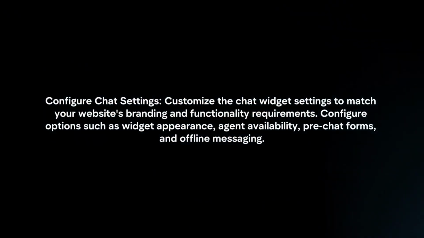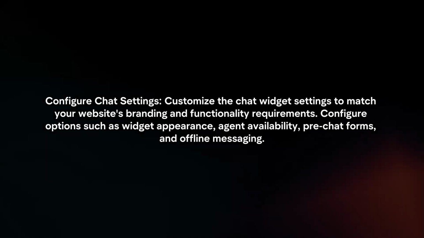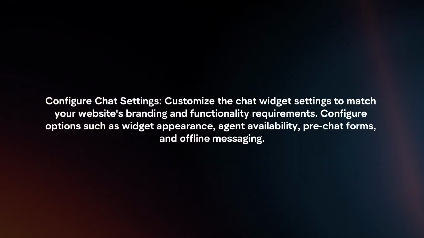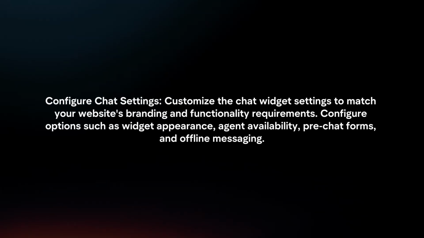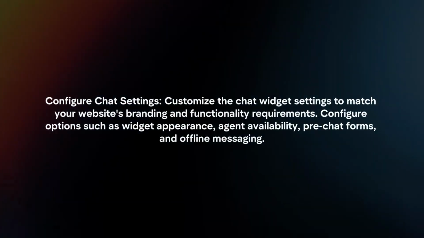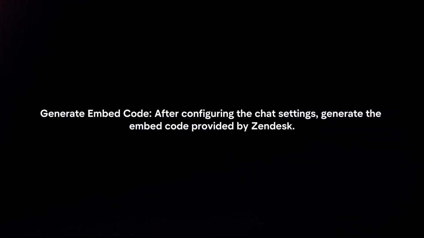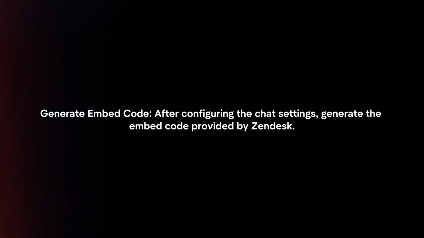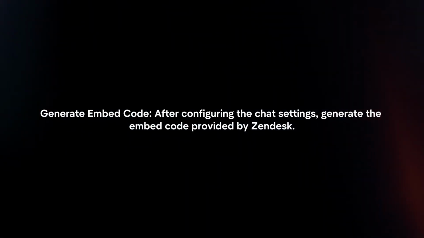Configure chat settings. Customize the chat widget settings to match your website's branding and functionality requirements. Configure options such as widget appearance, agent availability, pre-chat forms, and offline messaging. Generate embed code. After configuring the chat settings, generate the embed code provided by Zendesk.